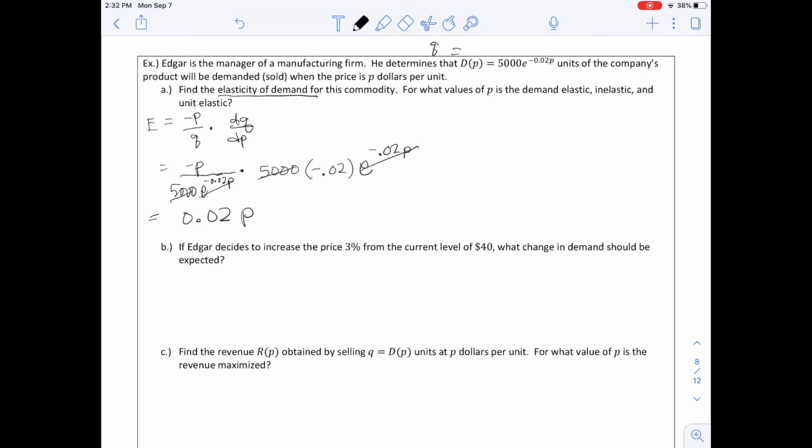For what values of p is the demand elastic, inelastic, and we also have unit elasticity. So it is going to be unit elastic when E is equal to 1. So we can take our function that we have for E, which is 0.02p, and set this equal to 1. Solving this, we get p is equal to 50.